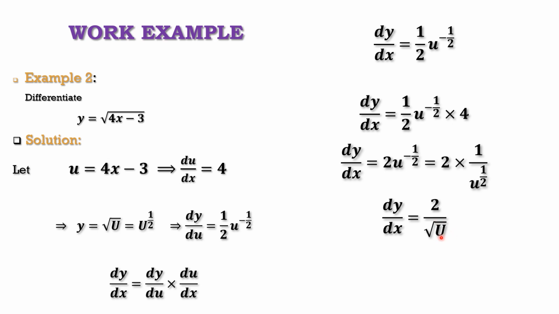So when you are applying the chain rule, remember, u is 4x minus 3. Then we substitute the u, and our final answer will be dy over dx equal to 2 divided by square root of 4x minus 3. So this is how we apply the chain rule. It is very simple. So let's move to example 3.